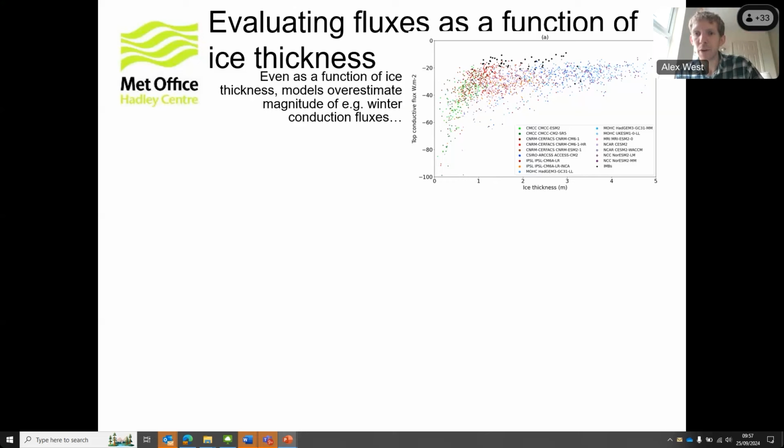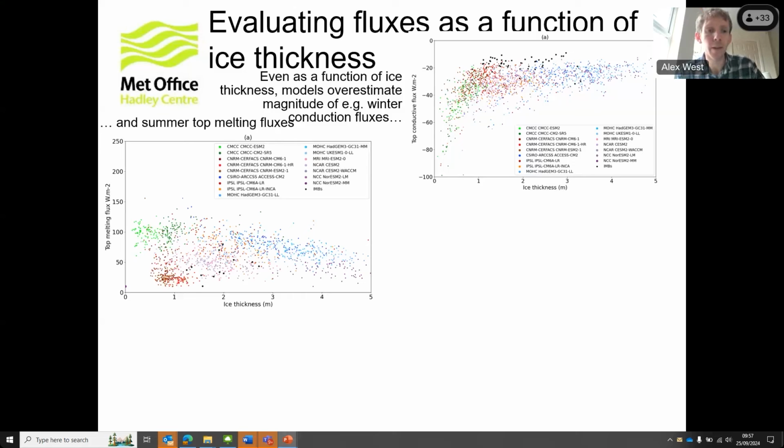And this gives you a scatter plot that allows you to see that even as a function of ice thickness, when you restrict it to these intermediate categories that are sampled by the buoys, there is still a model bias present here. The models tend to have stronger conduction than you see in the buoys. And this is also true for other fluxes. For example, when we look at the top melting flux in July here, the buoy distribution is again offset from the model distribution as a whole, although not perhaps each individual model.